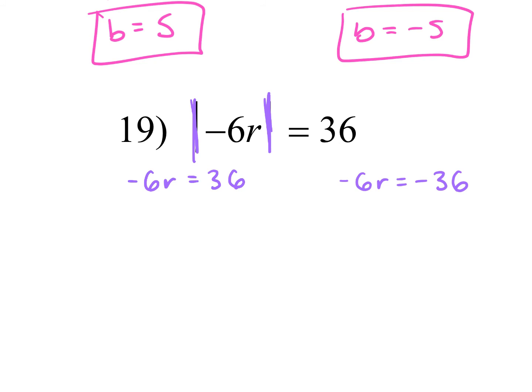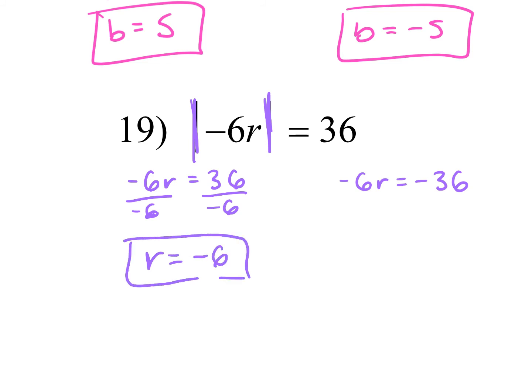Now my first equation, how do I solve for r? Divide both sides by negative 6. What is 36 divided by negative 6? Awesome, negative 6. My second equation, what do I do? Divide both sides by negative 6. What's negative 36 divided by negative 6? Positive 6. So my two answers are negative 6 and positive 6.